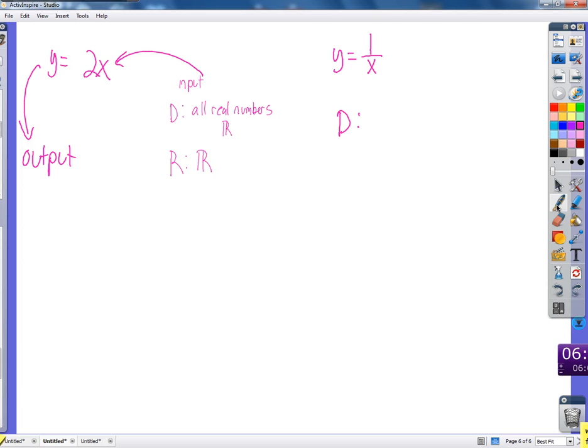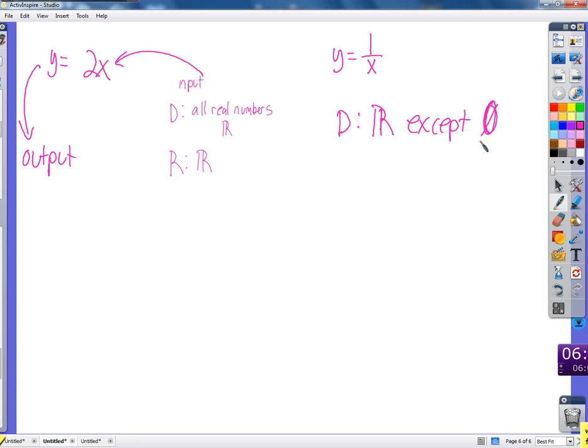So the domain is what then? How would we say this? All real numbers except zero. That's perfect. I would just use the word except zero. It's a zero, not an O. So any real number will do as long as it's not zero, because you can't divide by zero.